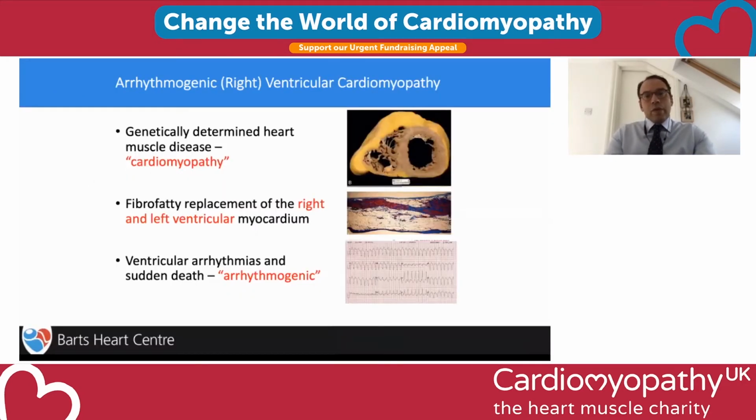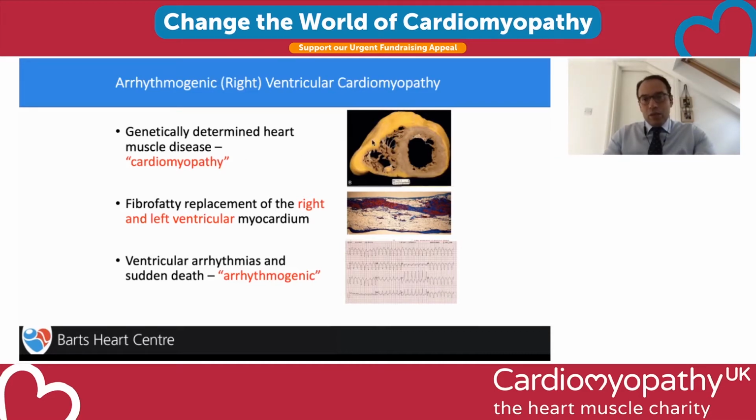Now, in terms of arrhythmogenic cardiomyopathy, where it takes its name. Essentially, it's a cardiomyopathy, which is a heart muscle disease, and it's a genetically determined heart muscle disease. It's characterized by fibrofatty scar tissue and fat replacement of the normal myocardium. This can happen both in the right, but also in the left ventricular myocardium. And it's called arrhythmogenic because it's really characterized by ventricular arrhythmias and sudden cardiac death.